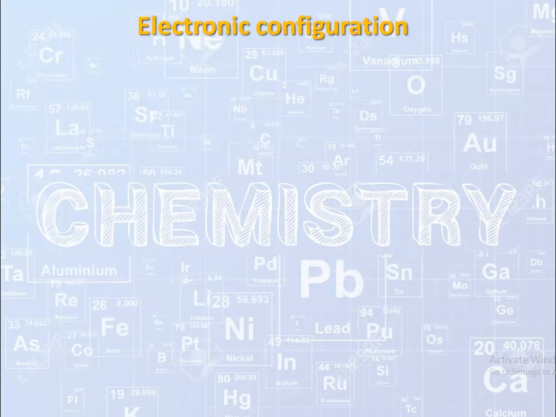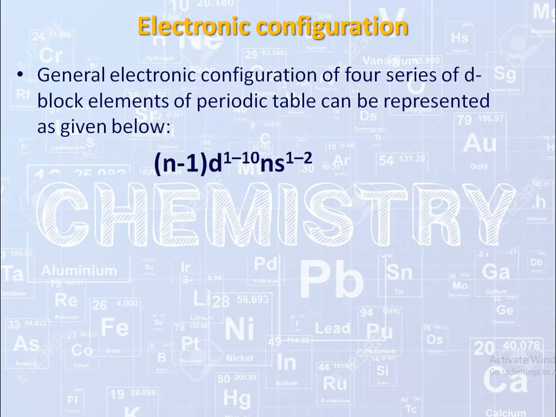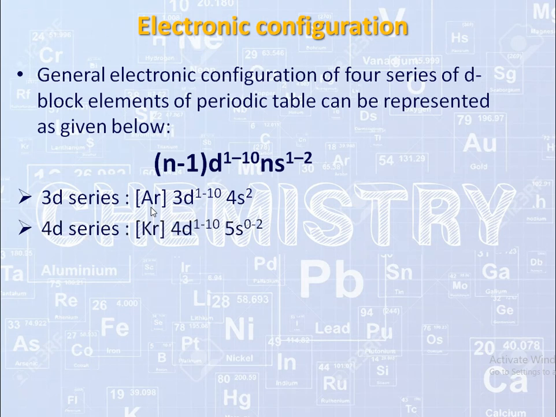So, the general electronic configuration of transition series of d block elements can be represented as (n-1)d 1 to 10, ns 1 to 2. For the 3d series, the preceding noble gas is argon. Using this general electronic configuration, the 3d series is present in the 4th period. So, here n is 4, n-1 is 3, 1 to 10 and 2.